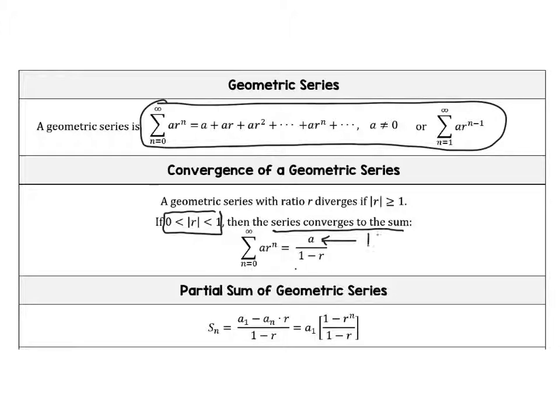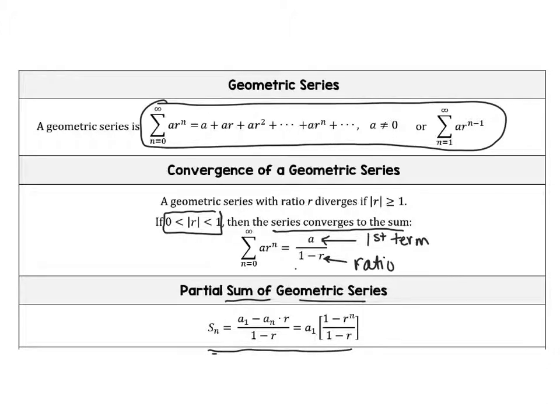A is going to be the first term, and then r is going to be my ratio. And again, this is only going to work when the absolute value of that ratio is between 0 and 1. Now we can do a partial sum of a geometric series, and that's going to be given to us by this formula here.